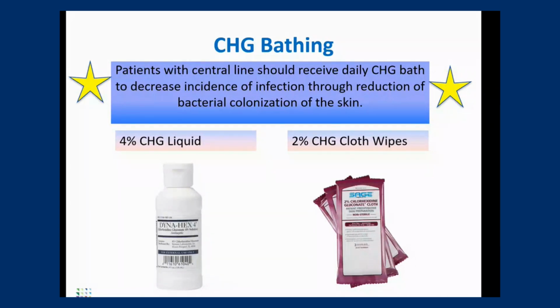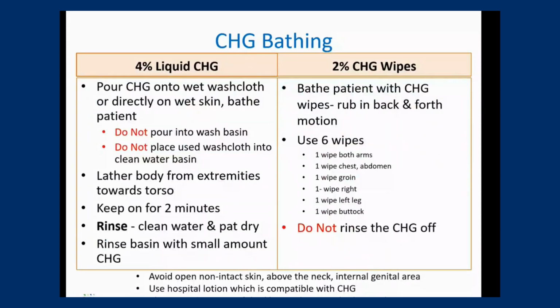Every patient that has a central line should have an order for a daily CHG bath. This will be an order in the EMAR for either the CHG 4% liquid or the 2% cloths. The 4% liquid is soap that should be directly applied to the patient with a washcloth. It shouldn't be placed into a basin or diluted with any water. It should be just as is. You'll be lathering from the extremity to the torso, and you're going to keep that on for about 2 minutes, then rinse with some clean water and pat dry. For the 2% wipes, you're going to be bathing the patient using all 6 wipes that come in each package.